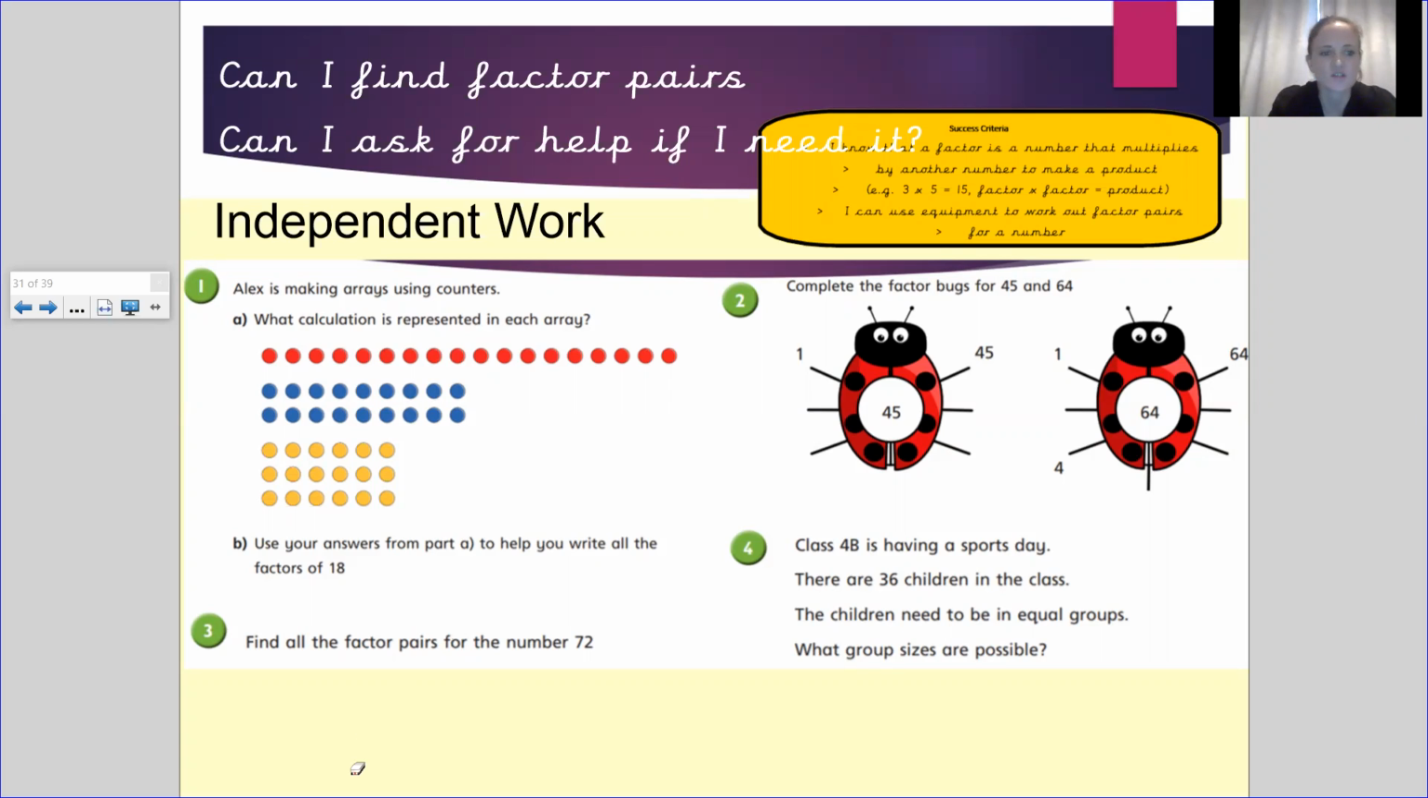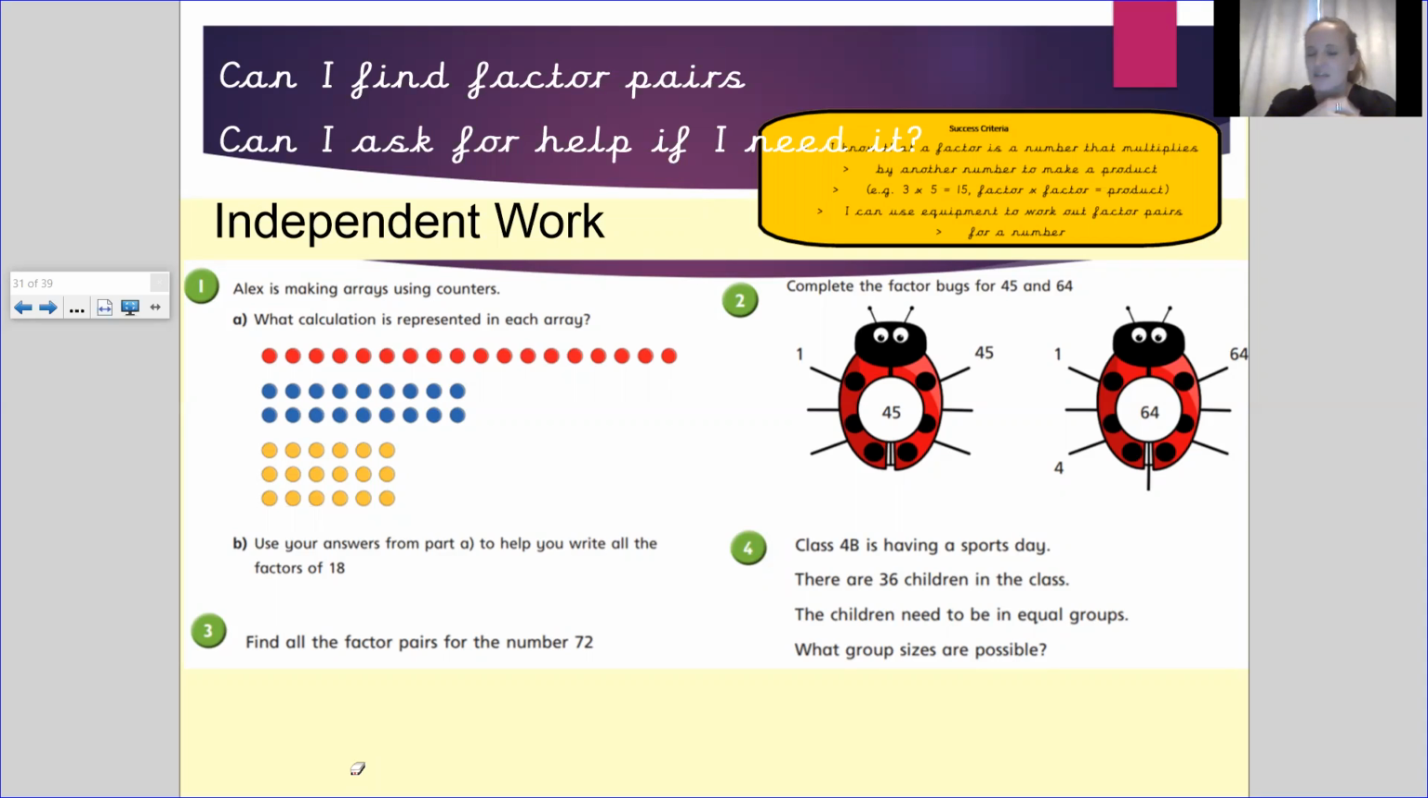Right, the next question says, complete the factor bugs for 45 and 64. So just like we've looked at the factor spiders in the previous one, you will finish the factor bugs that have been given to you there. So the product of your answer, or the answer of your multiplication question, should be 45. They've given you the first one. They've said 1 and 45. So then there's some more. So keep going with that.